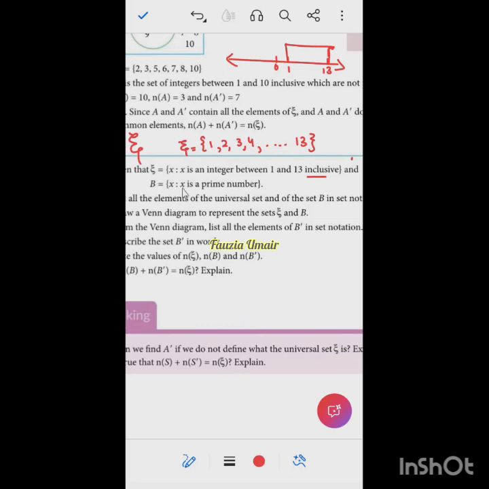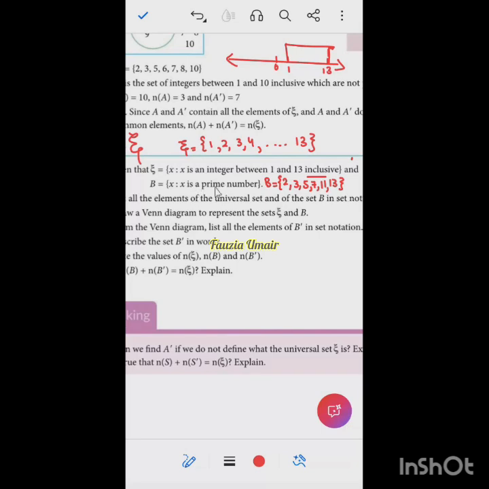So now this one, x such that x is a prime number. What are the elements of set B? 2, 3, 5, 7, 11, 13 and so on. Should I continue further? No. Why? Because according to the universal set, it stops there. That's right. It's not that after 13 you will put 3 dots to show that this set is an infinite set.